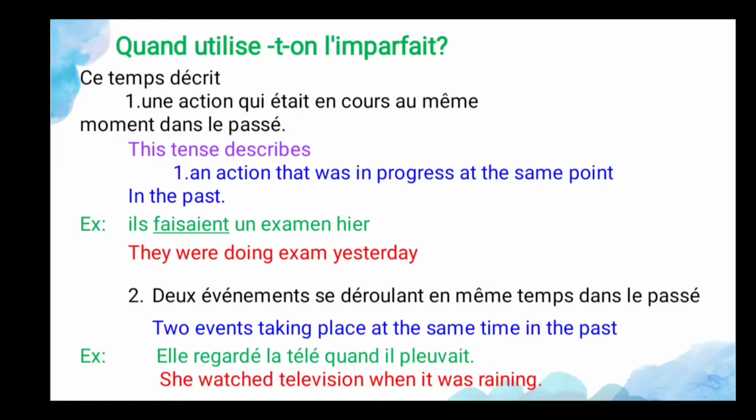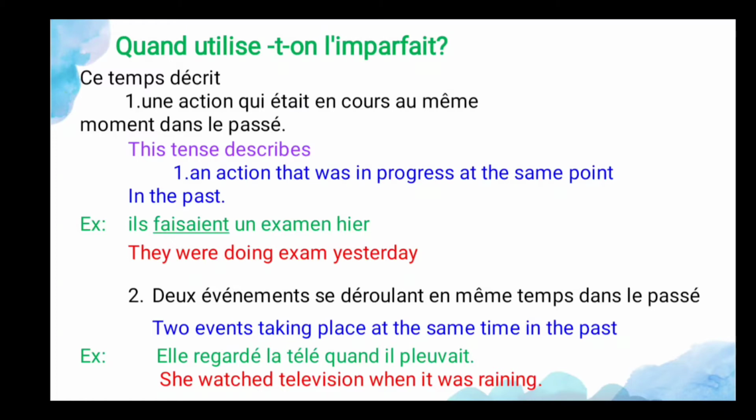And second, deux événements se déroulent en même temps dans le passé. Second is what? Two events are taking place at the same time in the past. We have seen in that dialogue A, I think so, that Sanjay does his homework while watching the TV. This refers to the second point, two events taking place at the same time. Sanjay does his homework, that is one thing, and another one is what? While watching TV. So the second thing, at the same time in the past. So for that also we can use this imperfect.